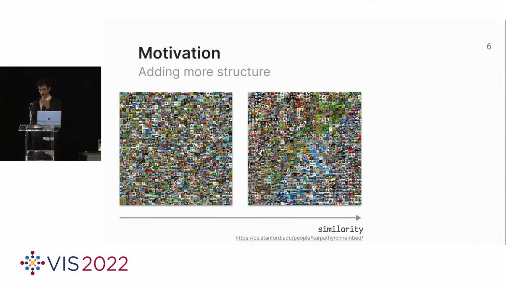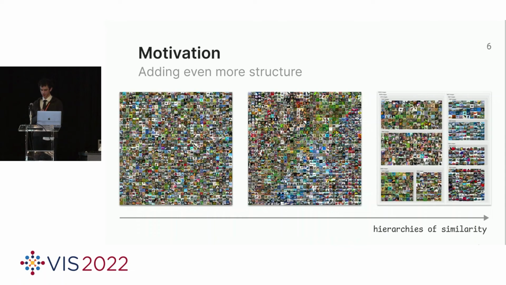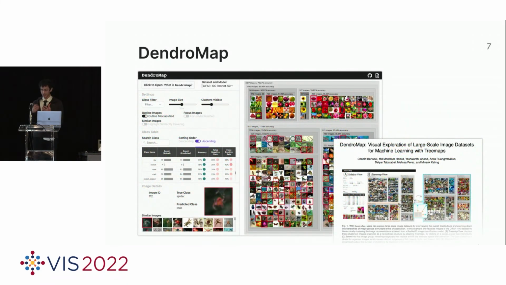To put things into perspective, what we did with DendroMap is to add another step of structure here, which is hierarchies of similarity. Before, maybe you were implicitly looking through t-SNE, trying to find different hierarchies of concepts within certain groups. But here we're just explicitly doing that, and you get all these other nice properties in terms of visualizing a large number of images here. So that's what DendroMap is.